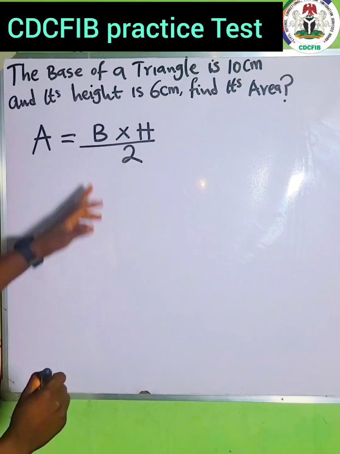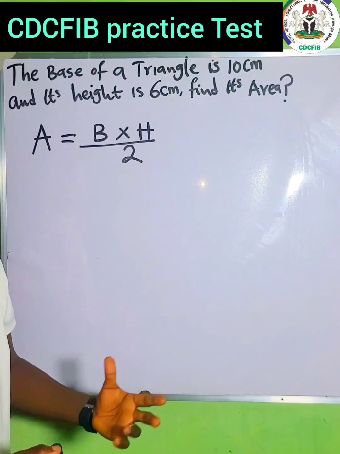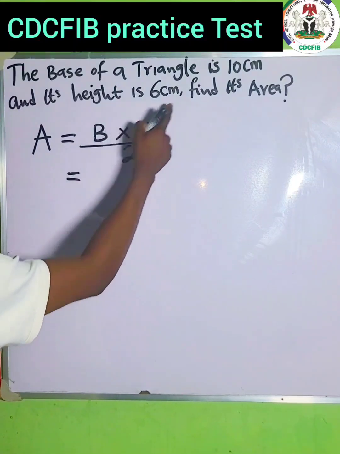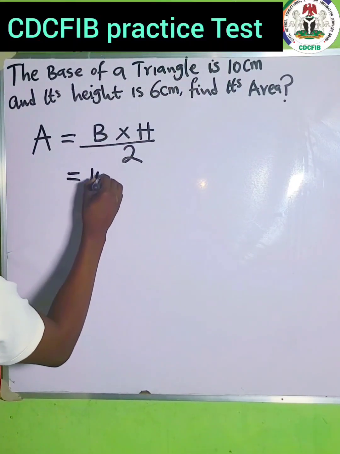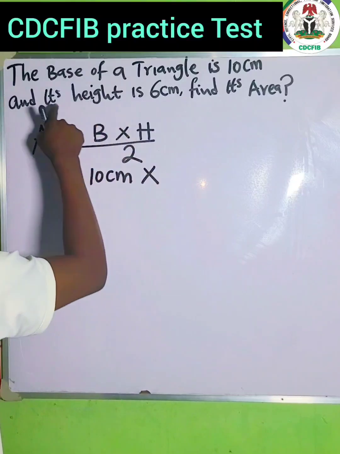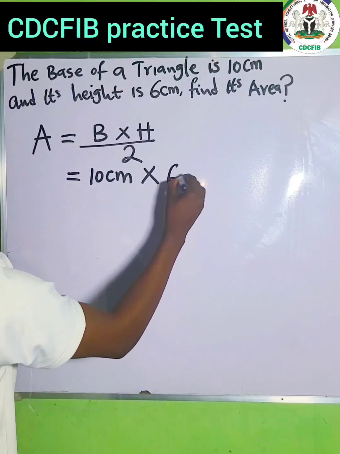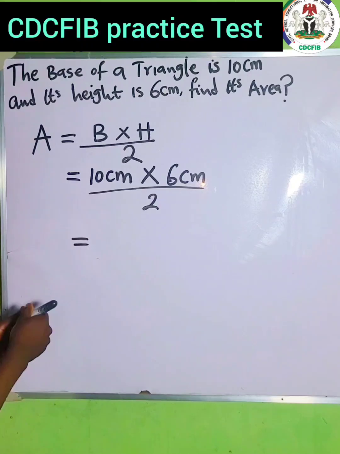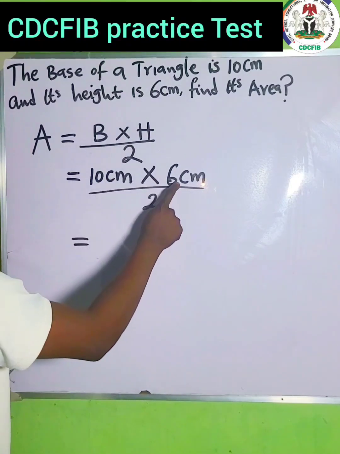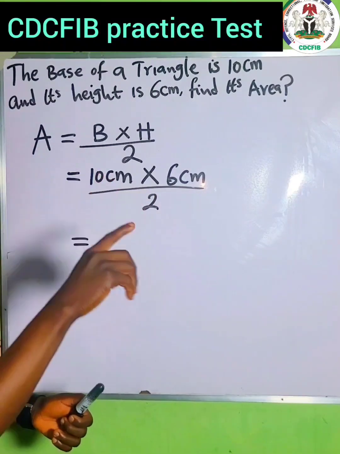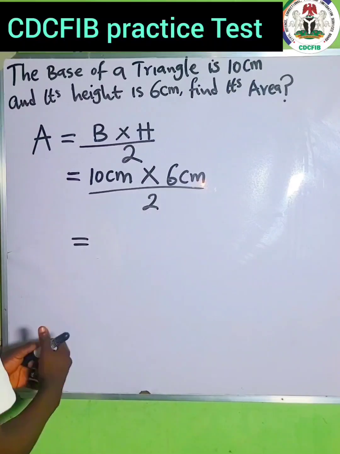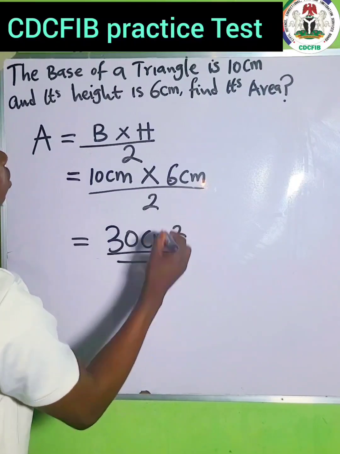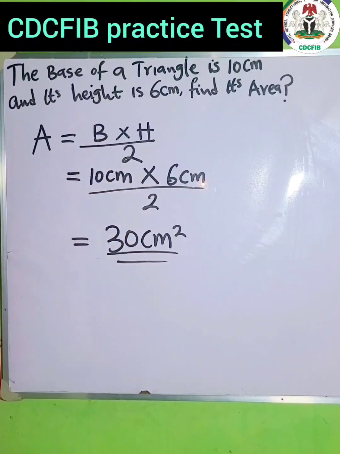So in this question, the base and the height are clearly given, so we just do direct substitution. This is going to be equal to the base, which is 10 centimeters, multiplied by the height of 6 centimeters, divided by 2. This is going to be equal to 10 centimeters multiplied by 6 centimeters, which gives us 60 centimeters squared. Then divided by 2 is going to be 30 centimeters squared. So therefore, the area is going to be 30 centimeters squared.